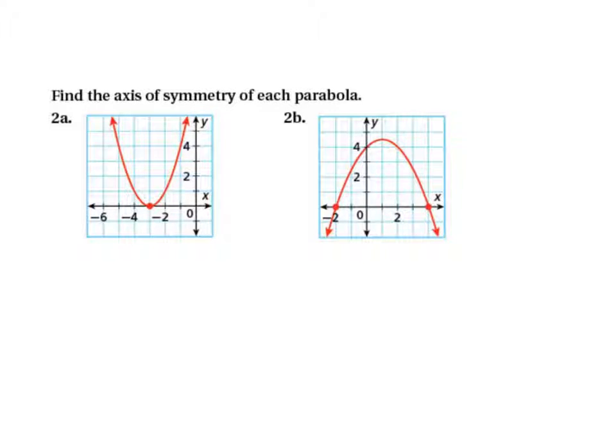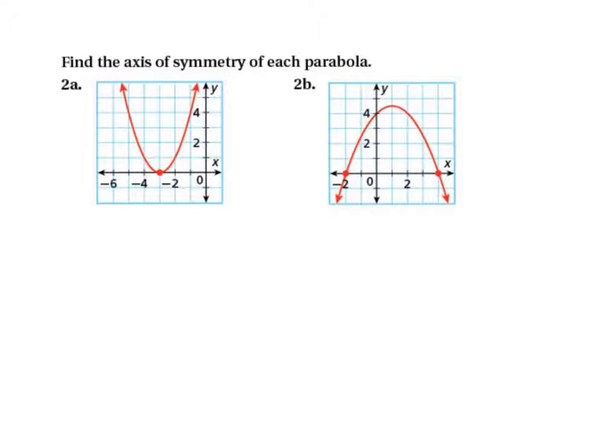Okay, for 2A, the axis of symmetry is going to be right at that vertex. Since there's only one point, I could draw the line down, and I can see that's going to be at -3. So x equals -3. For 2B, it's a little bit harder to tell exactly where it's going to be. It looks like it's going to be right around here, but I'm going to double check that it's x equals 1.